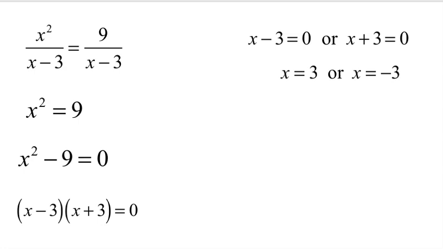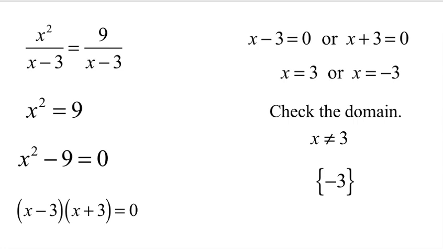But again, at this point we have to check the domain. Make sure our answers are acceptable. Is 3 acceptable? The answer is no. 3 is not in the domain. If I use 3, I get 3 minus 3 is 0 downstairs. x cannot equal 3. 3 is not in the domain of the problem. Therefore, my only answer to this question is negative 3.